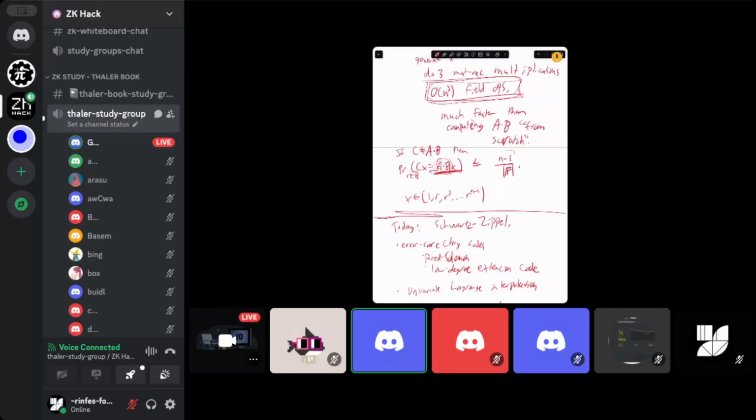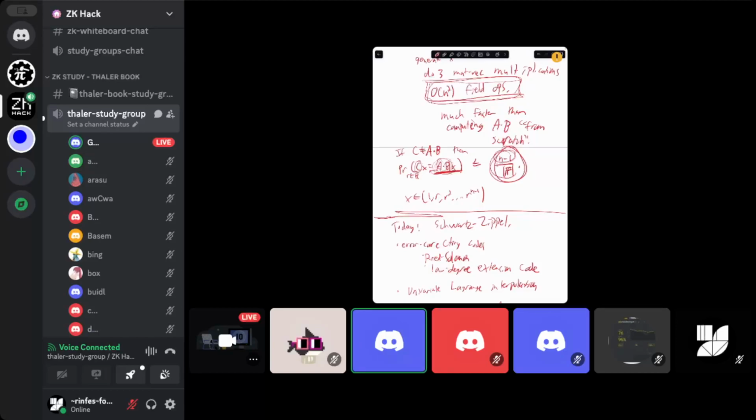Yeah, this n minus 1 over field size is coming in because it's treating every row of C and A times B as a degree n minus 1 polynomial, and two distinct polynomials of that degree can agree at most n minus 1 points.